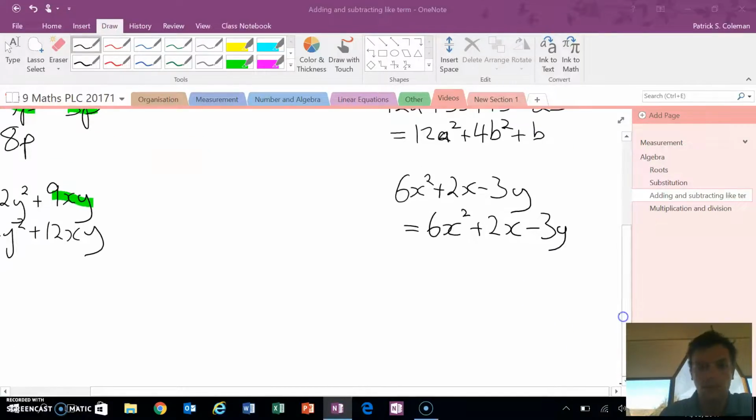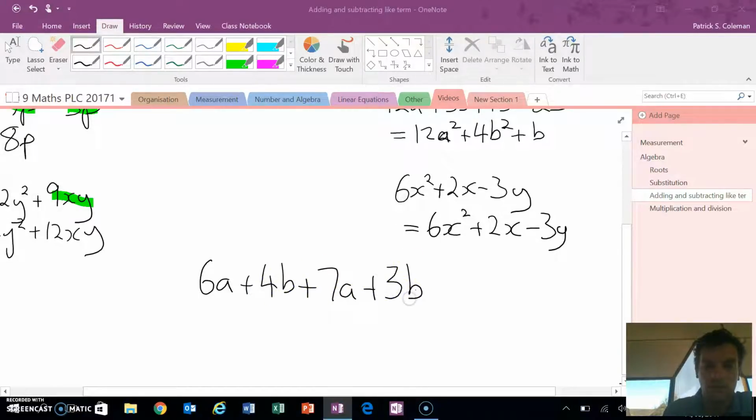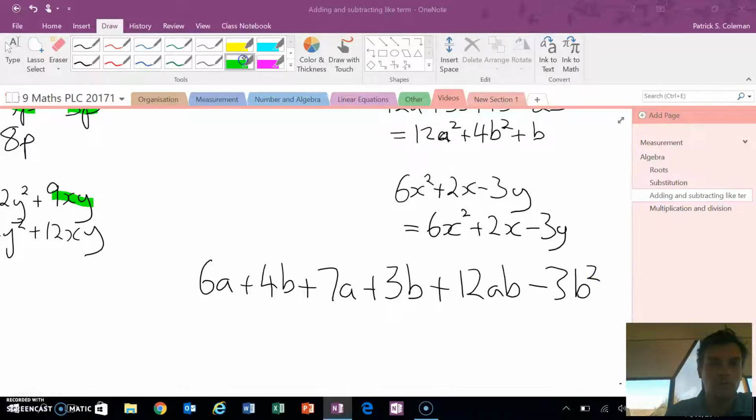So pretty simple. We're just going to create one other question here for us to have a go at. So 6a plus 4b plus 7a plus 3b plus 12ab minus 3b squared. Okay, pretty long one. So what we're going to do, first thing, highlight all our like terms. So we're going to go through and highlight all the a's. Reminder that this particular a is not counted because it's an ab pronumeral.